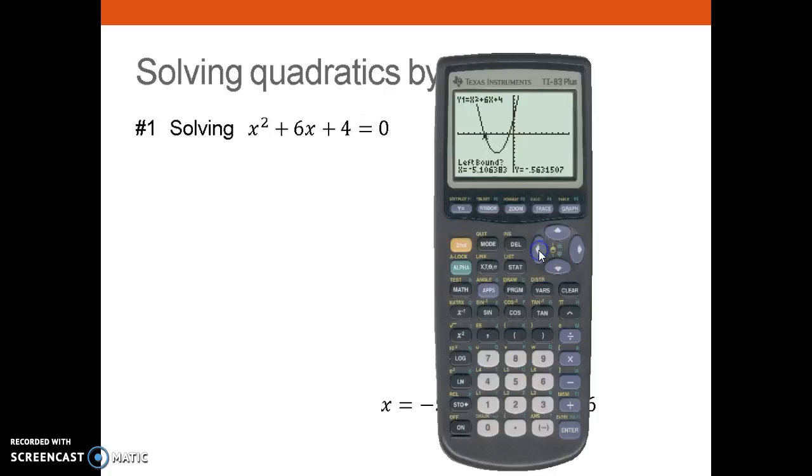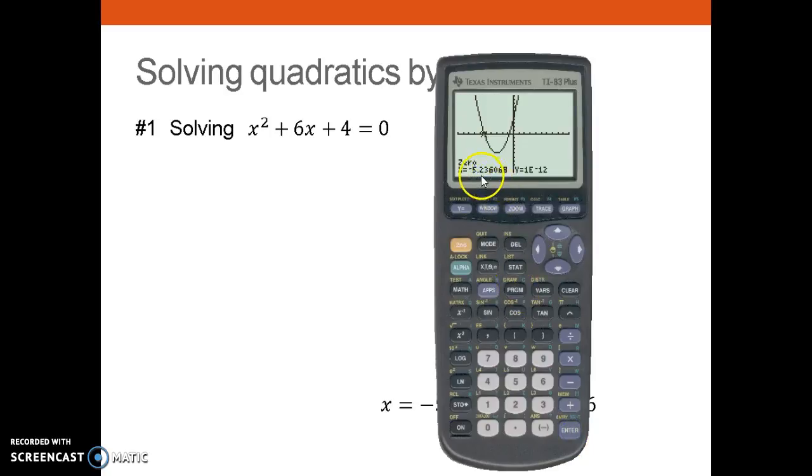So I want to move to the left of that 0. I want to make sure my cursor's to the left. Click enter. Now it's asking me for the right bound, so I want to make sure my cursor's to the right and click enter. And I want to guess. I don't really want to guess. I'm just going to click enter again.